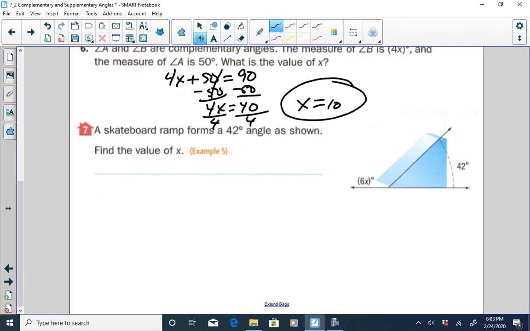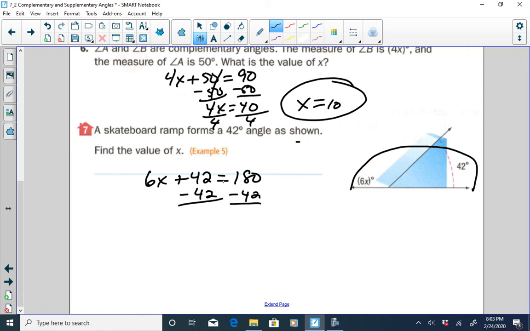And then our last problem here, a skateboard ramp forms a 42-degree angle as shown, right, that's here. Find the value of x. Well, these two angles have to be supplementary because they form this straight angle here. So we write an equation for supplementary angles, right? 6x plus the 42 has to have a sum of 180. Subtract 42, subtract 42, right? That's 0. 6x is going to be equal to, what's that? 138. Divide by 6, divide by 6, they cancel. X is going to be equal to 28.